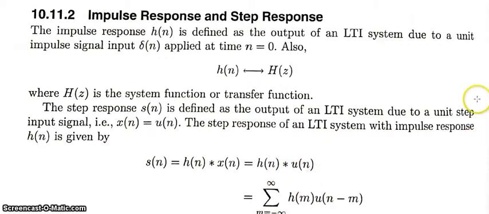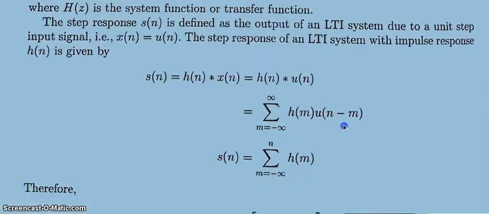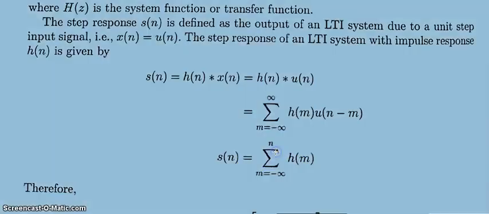Now when we write the definition of discrete time convolution, we can express it as summation m equal to minus infinity to infinity h of m into u of n minus m. And we know this u of n minus m exists from m equal to minus infinity to n. It is the folded and shifted unit step function. Therefore it exists from m equal to minus infinity to n into h of m. So s of n equals summation m equal to minus infinity to n h of m.